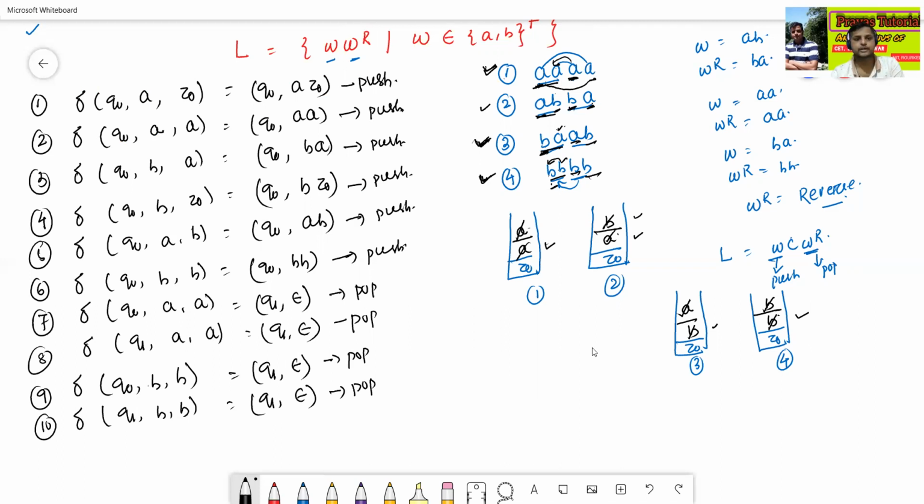Now the top of the stack is the initial stack element. Eleventh one, delta(Q1, epsilon, Z0) gives Q1, epsilon, which means pop Z0.